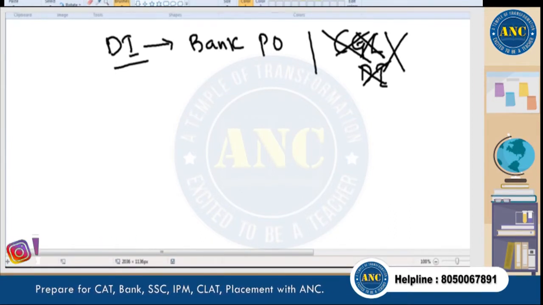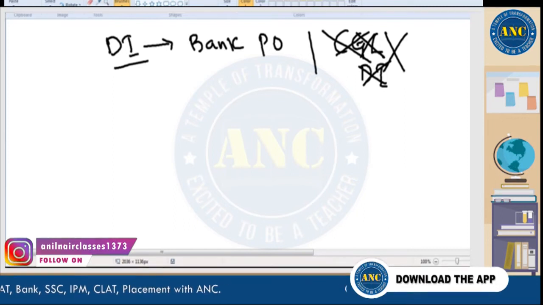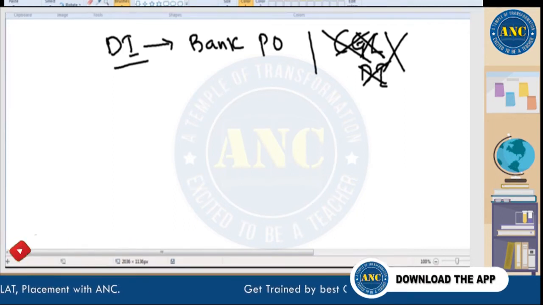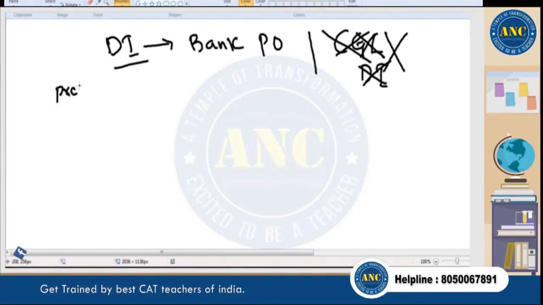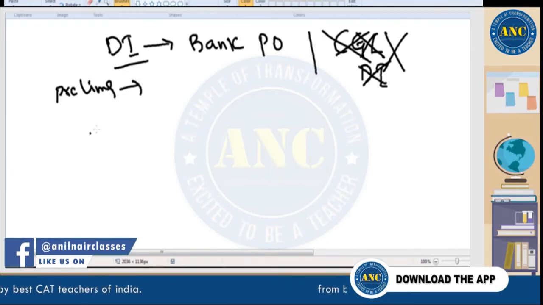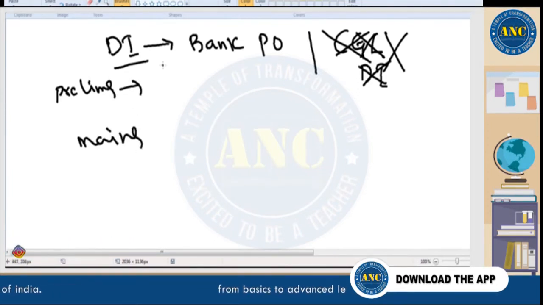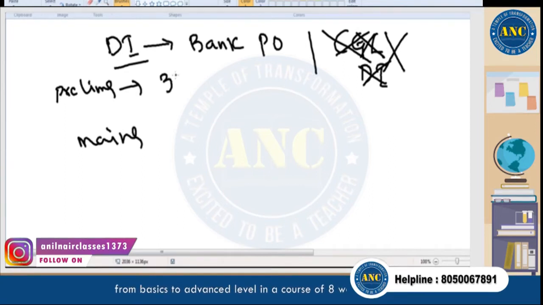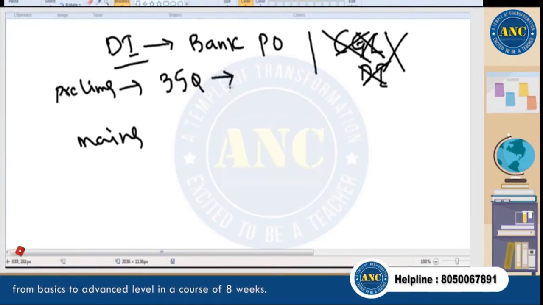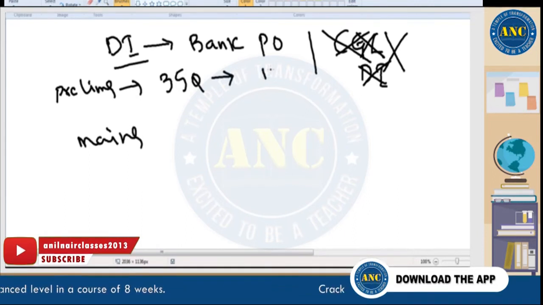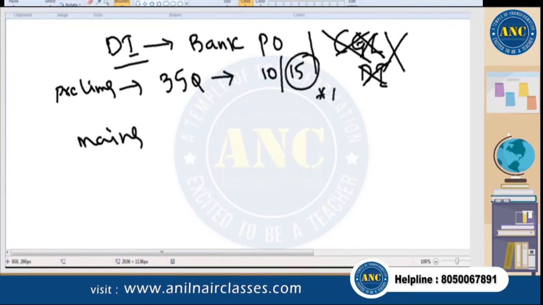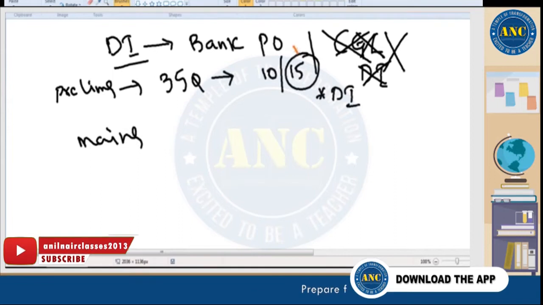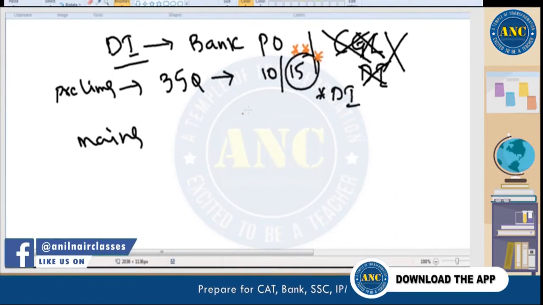If there is no DI for banking, think that there is no job in banking. That much important it is, sir. In almost all the banking exams there are prelims and mains. Prelims most probably for aptitude will have 35 questions. Worst case 10, but on an average 15 questions will be only from DI.